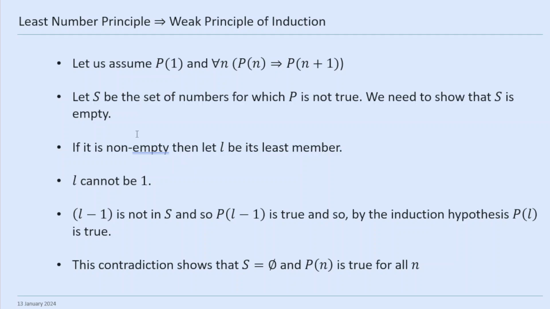So let S be the set of numbers for which P is not true. We need to show that S is empty, and then that will show us P is true for all natural numbers. So if S were non-empty, it would have a least member, and it would be L. L cannot be 1, because we've shown that P(1) is true, and L is in S, and S is the set of numbers for which P is not true. So L cannot be 1.